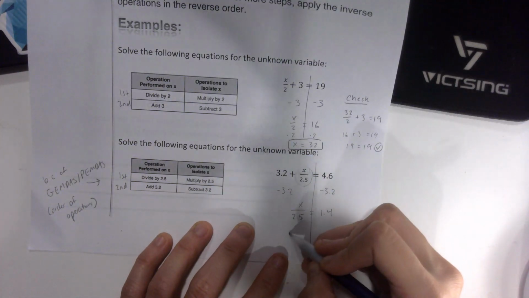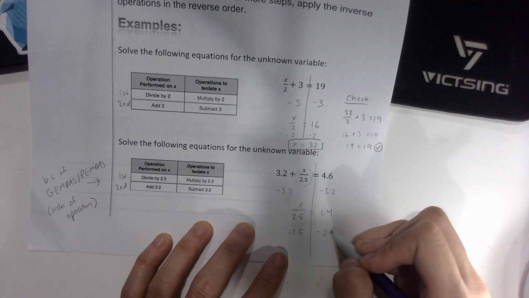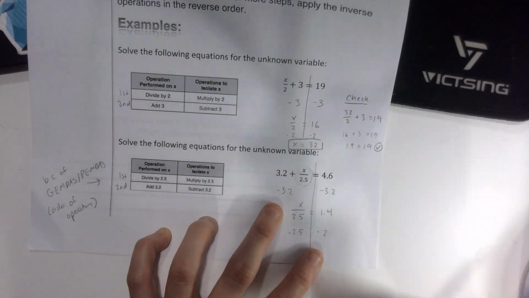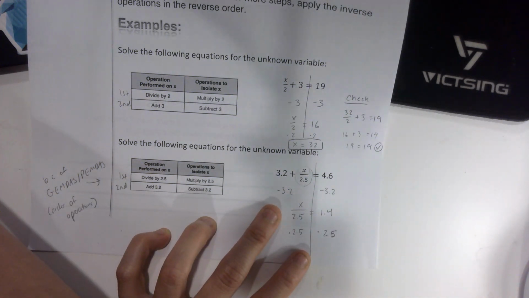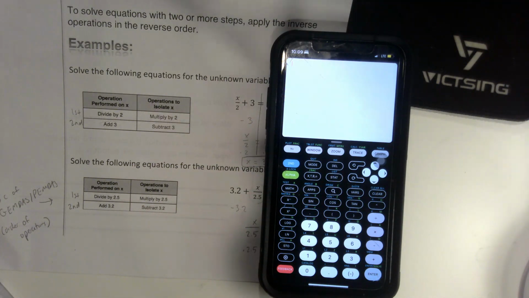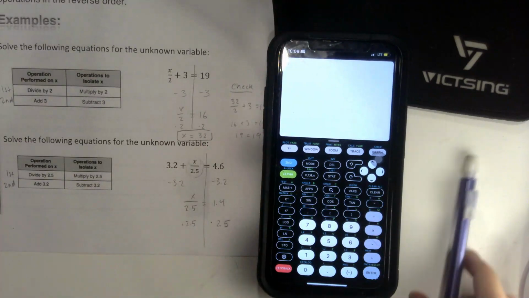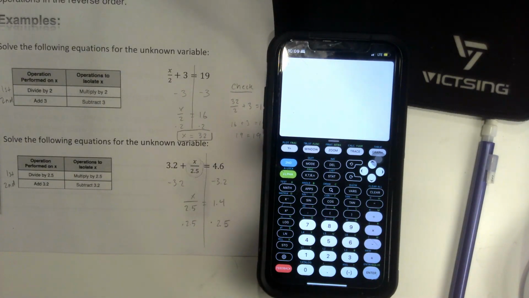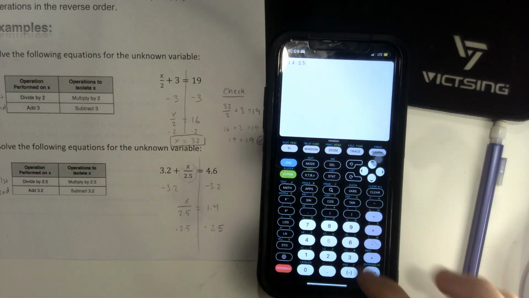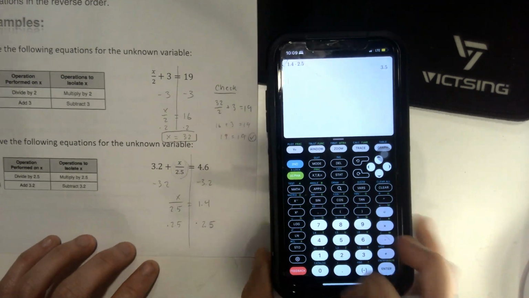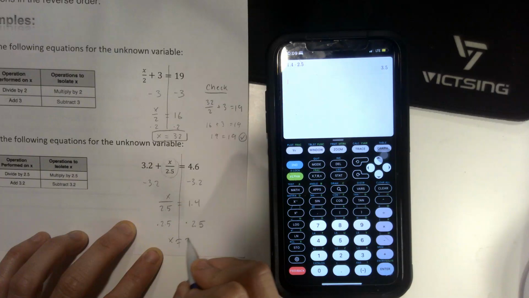And then we multiply by 2.5 on both sides. You can do this with your calculator. I have an app on my phone that a student told me about, the TI-84 app. You could just search it in the App Store. You can use a regular calculator, but I want you to get used to the TI-84 because that's what you're going to be using in all your tests and in your future classes. So we have 1.4 times 2.5, 3.5. So x equals 3.5.